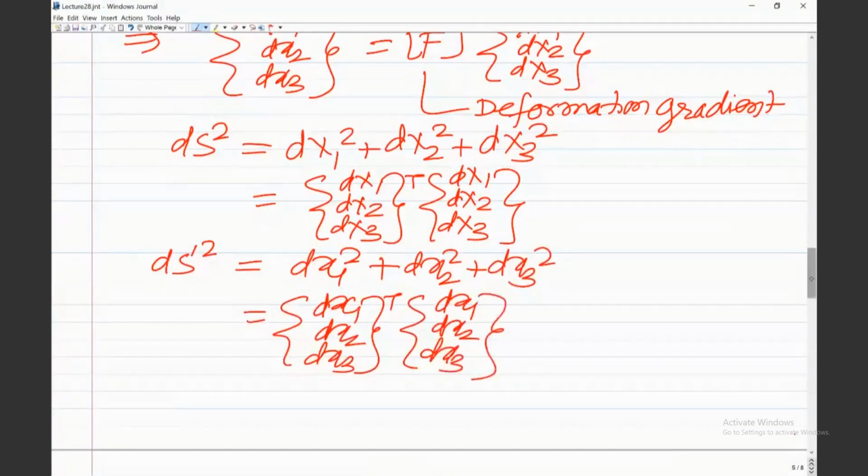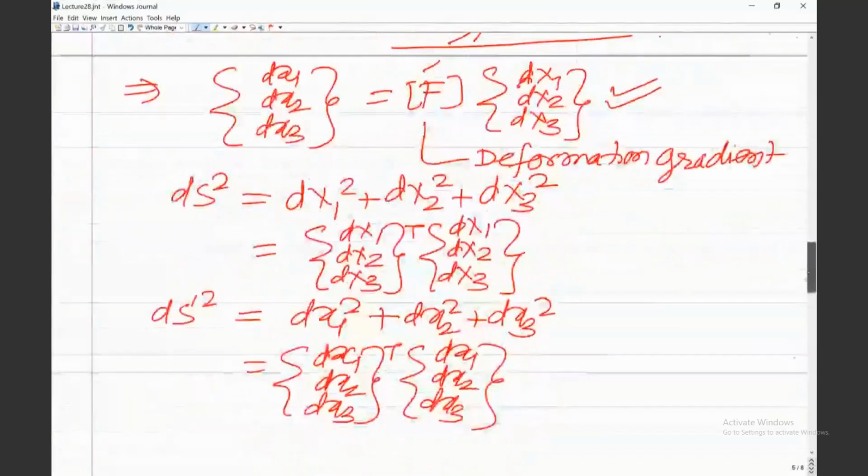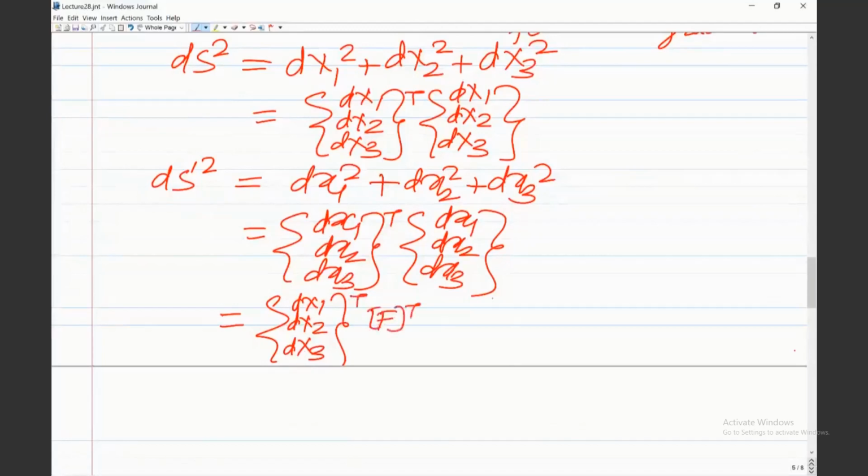Now we already know the relationship between them, so we can make use of this relationship in describing ds dash square. You can then write [dx1, dx2, dx3] is equal to F into d capital X. So you can write this as [dx1, dx2, dx3] transpose, which is [dX1, dX2, dX3] transpose into F transpose, times F into [dX1, dX2, dX3]. You can write it in this manner.